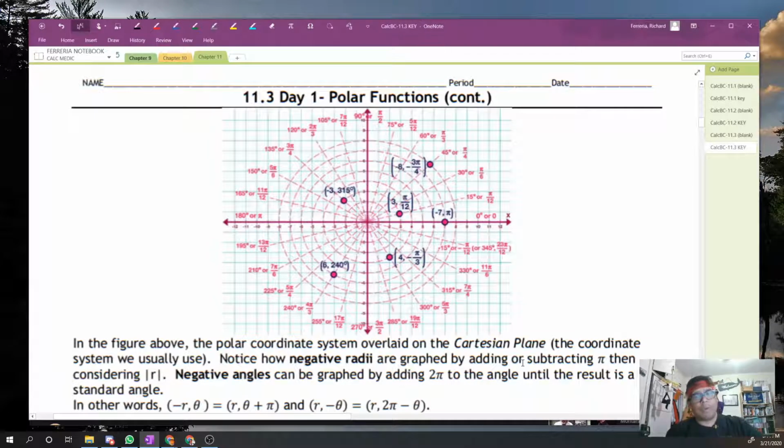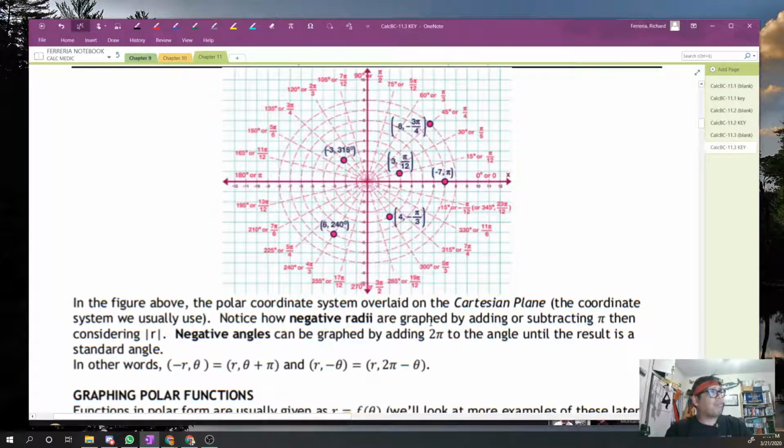Here's what I was alluding to earlier. This is the polar graph superimposed upon really just regular graph paper. But you can see that as we go from a theta of 0 to pi over 2, we are in the first quadrant. Once we go from pi over 2 to pi radians, we're in the second quadrant. Pi radians to 3 pi over 2 radians, we're in the third quadrant. And then finally, the fourth quadrant, if we get radian measures between 3 pi over 2 and 2 pi, or 0, depending on how you want to think about it. So negative radii, how does that work?